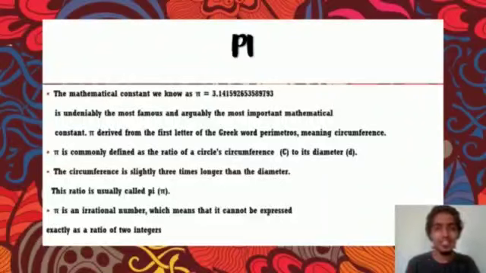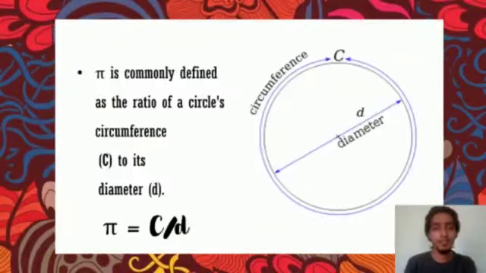The circumference is slightly 3 times longer than the diameter. This ratio is called pi. Pi is irrational. That means it can't be expressed as a ratio of two numbers. This is a visual representation of pi. So pi is defined as a ratio of a circle's circumference to its diameter.